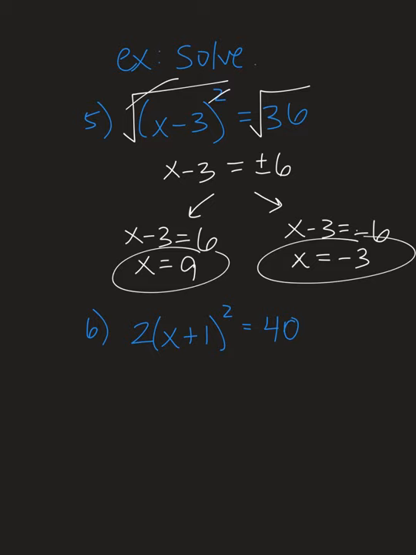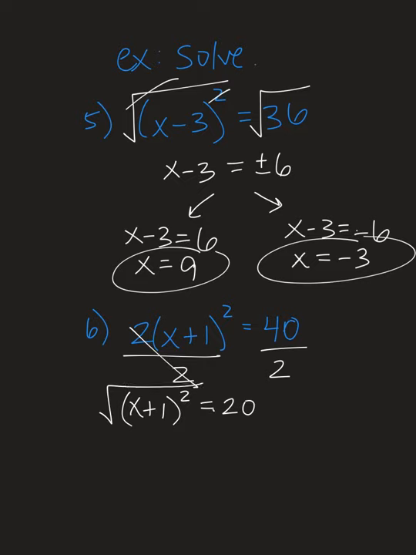All right, the bottom one, we have to do something before we take the square root here in number 6, and that is because the squared is not by itself. There's this 2 out front. So we can divide by 2 first. That's what we have to do. And then we'll be left with something that looks similar to our top problem. The squared is by itself, so we can take the square root of both sides.